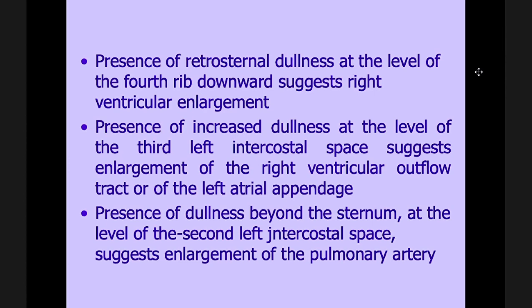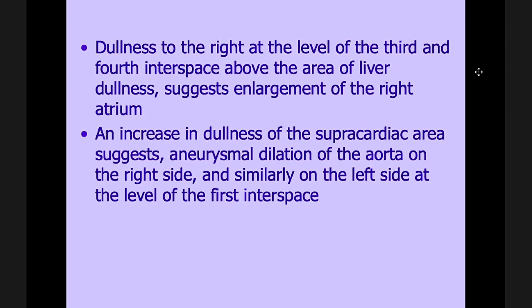Presence also of dullness beyond the sternum at the level of the second left intercostal space suggests enlargement of the pulmonary artery. If you have dullness to the right at the level of the third and fourth interspace, above the area of the liver dullness, this may suggest enlargement of the right atrium. If you have an increase in dullness of the supracardiac area, this suggests aneurysmal dilatation of the aorta on the right side, and similarly on the left side at the level of the first interspace.